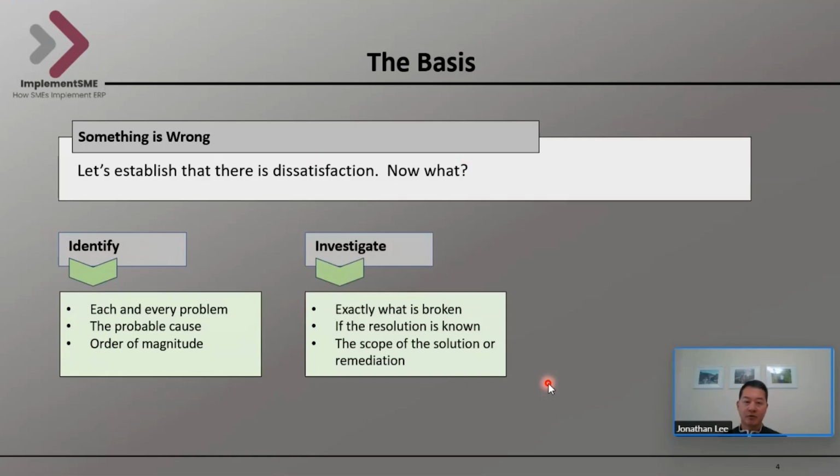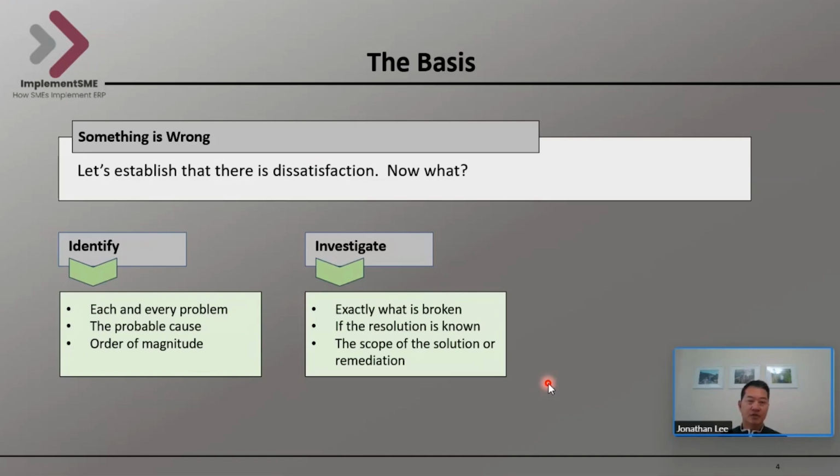Then after that, go through the investigation phase. So what about our system, what about a process, what about a procedure or policy is broken? Do we have a good idea of what the fix is? And do we have an idea of the order of magnitude of the solution? So how much effort and time is going to be involved in resolving our problem? And by the way, that really is the dividing line between an optimization and a re-implementation. Because if there's a lot that's broken, it's pretty much a re-implementation.